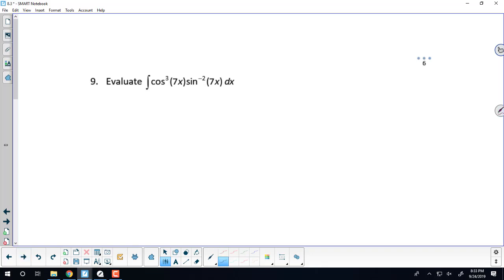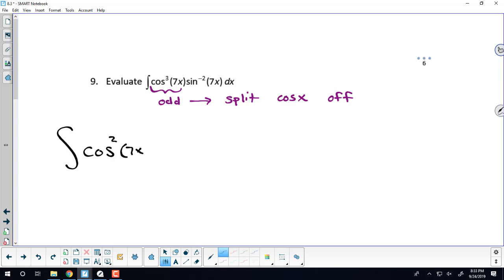So once again, this is odd. We'll split this off, or one of them anyways, with the differential. So that's the antiderivative of cosine squared of 7x sine negative 2 of 7x. That cosine we split off, put it with the differential.